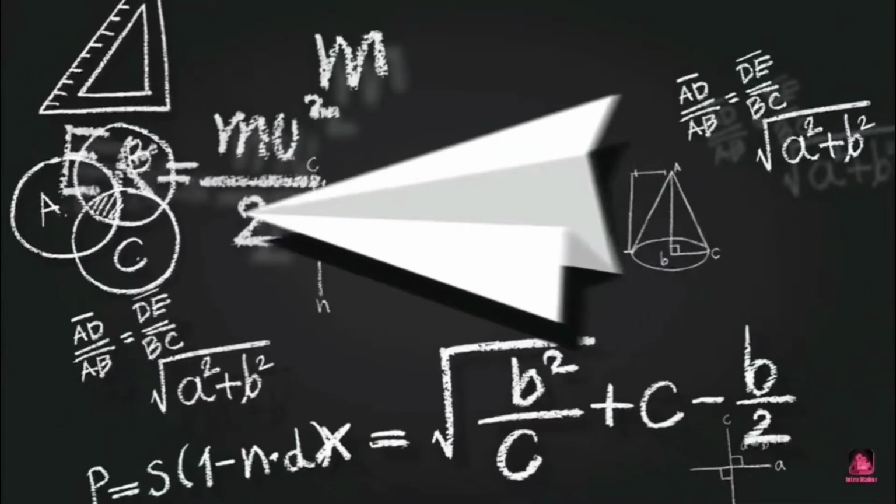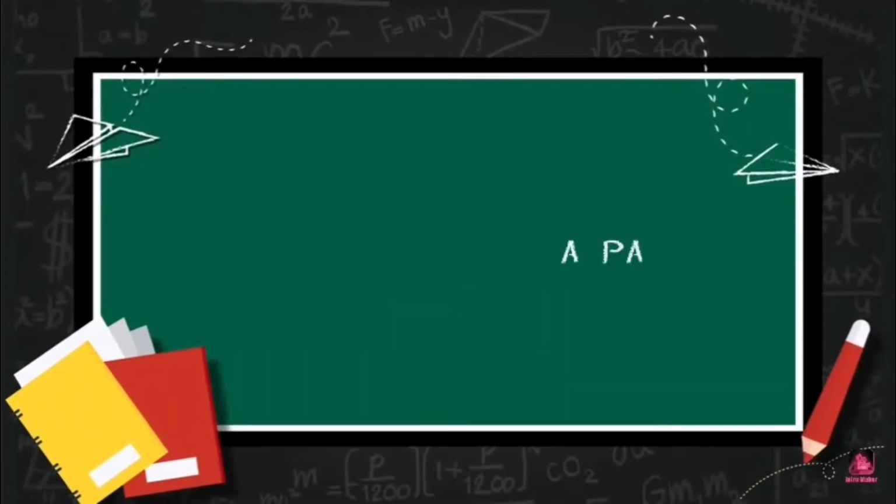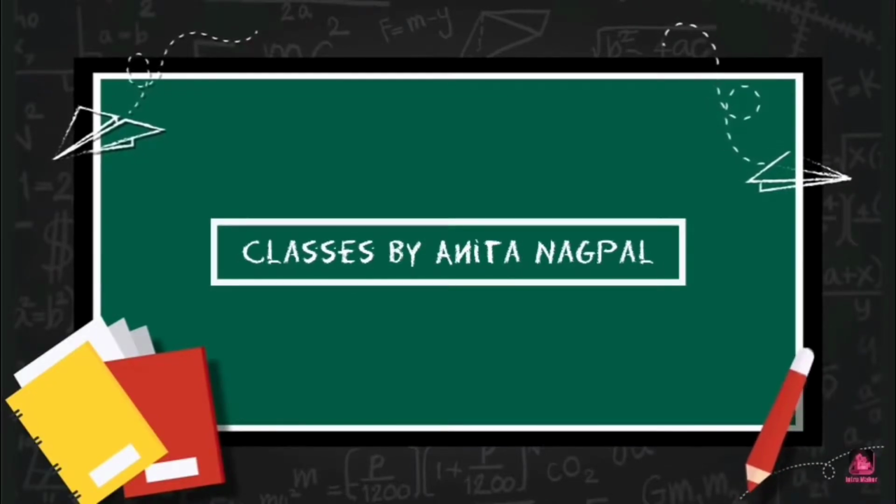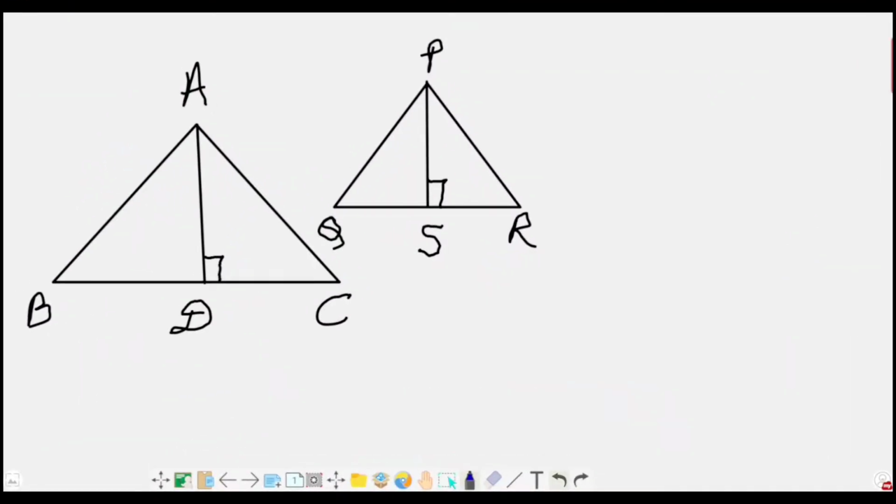Now, from this video onward, we will discuss the further part of similarity. So let's start. Students, let's discuss the concept. Now I have taken two triangles, ABC and PQR.